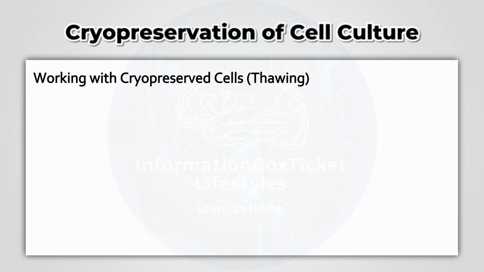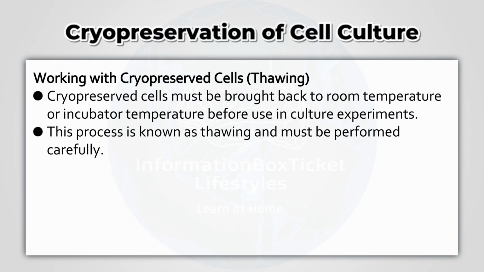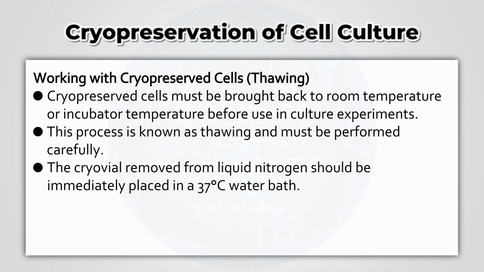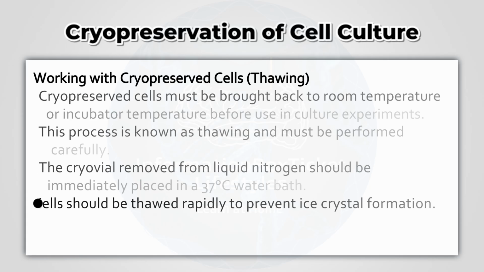Working with cryopreserved cells, thawing. Cryopreserved cells must be brought back to room temperature or incubator temperature before use in culture experiments. This process is known as thawing and must be performed carefully. The cryovial removed from liquid nitrogen should be immediately placed in a 37 degrees Celsius water bath. Cells should be thawed rapidly to prevent ice crystal formation.